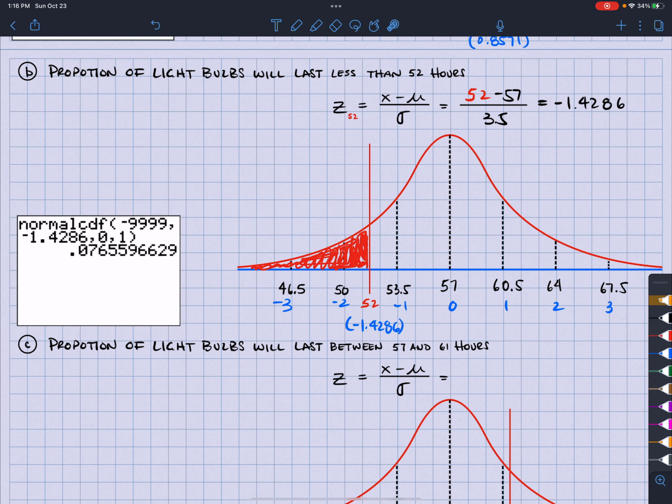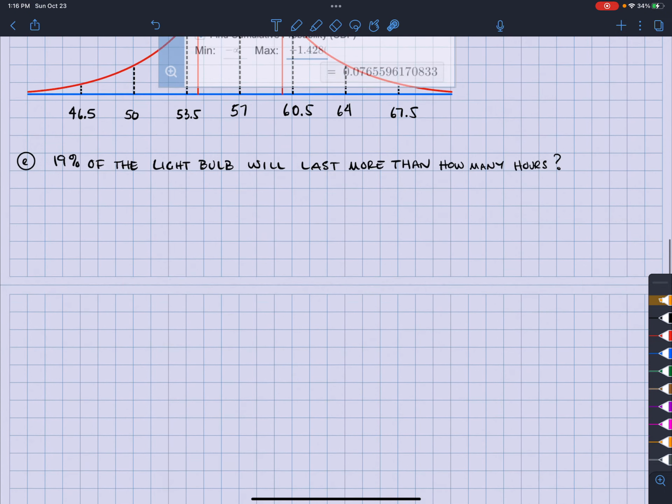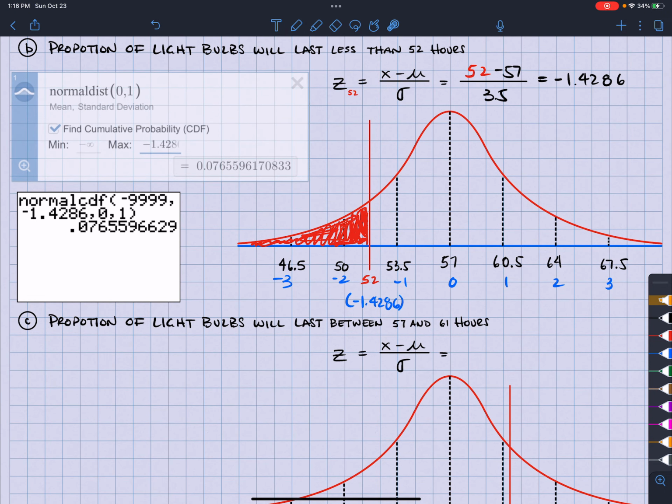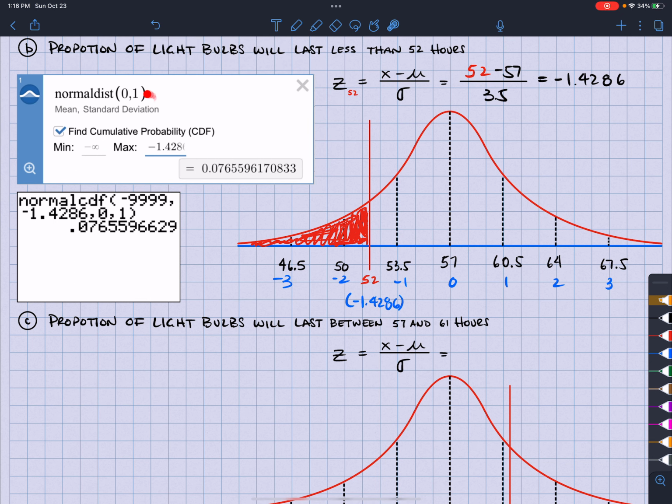So normal CDF from negative infinity all the way to negative 1.48286, mean of 0, standard deviation of 1. That's what I have here. Let's see what Desmos tells me. Does it tell me the same thing? You bet. So normal distribution from 0 to 1, CDF, minimum of negative infinity all the way to negative 1.428. And that's what I get. So it is going to be 0.07.